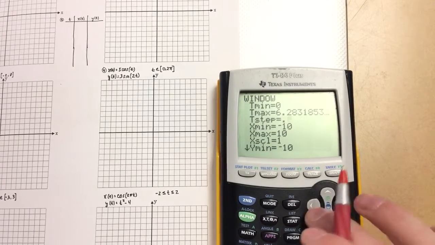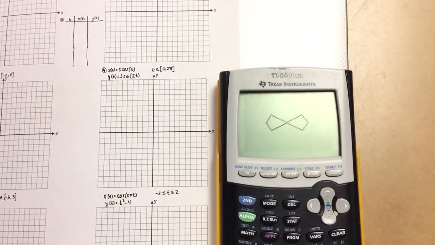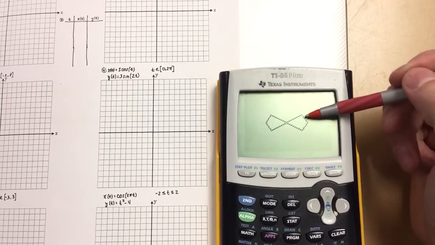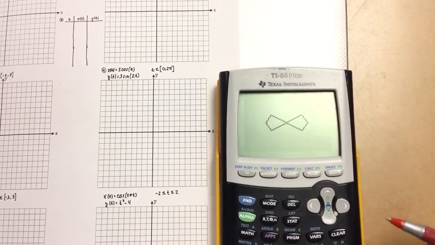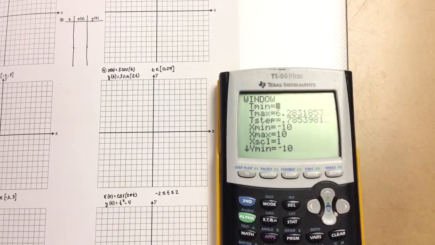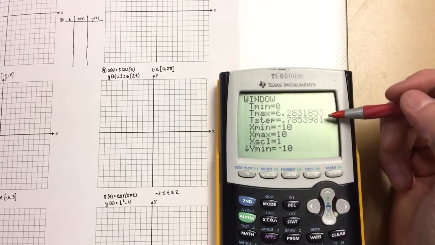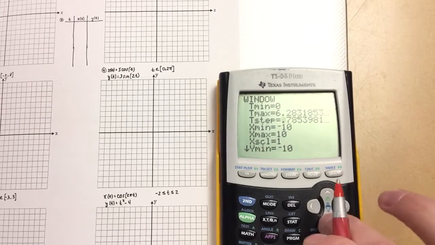And after that, I think we switch to pi over 4. If we put in pi over 4, we get the bow tie looking curve. But it's not very good. It's point, point, point, point. It connects points in a line. So the finer the t step, the more points that it's going to graph, and the more accurate it's going to be in there.